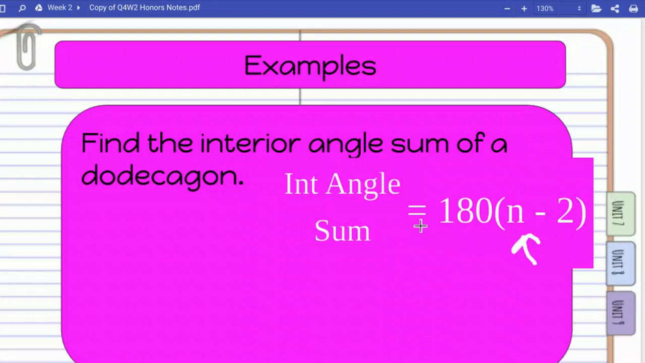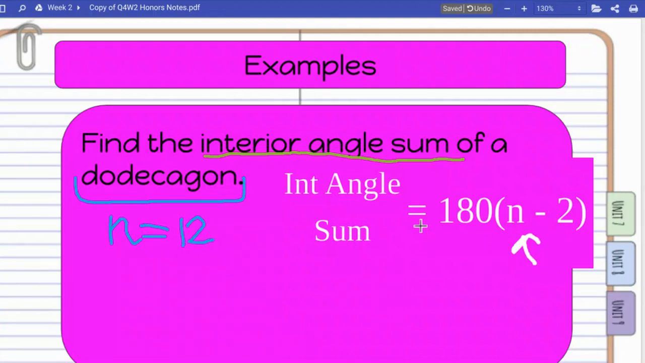Interior angle sum of a dodecagon. First thing we need to understand is that we have to use this formula, interior angle sum. So I copied and pasted that formula here. The interior angle sum is equal to 180 times n minus 2, where n is the number of the sides. We're trying to find the interior angle sum of a dodecagon. Dodecagon is when n equals 12.